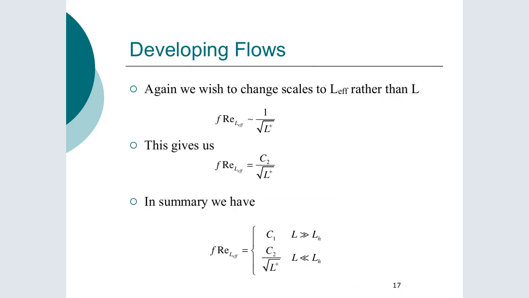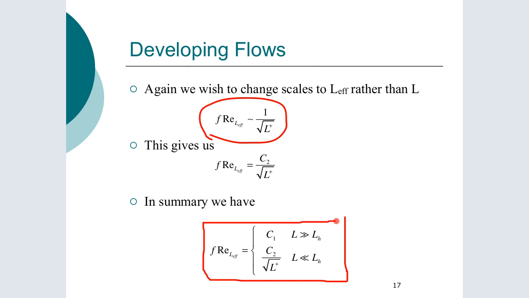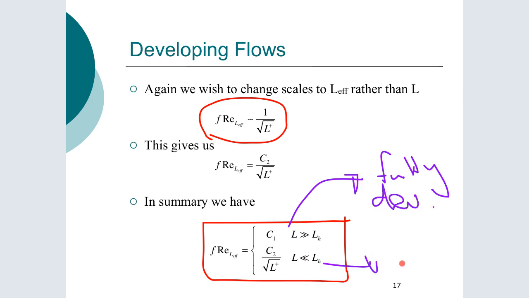Okay, so if we drive on, what we get is that our friction factor times the rescaled Reynolds number scales at 1 over root L plus. And this gives us this summarizing result that in the fully developed region, so this bit here is fully developed, and this is developing.